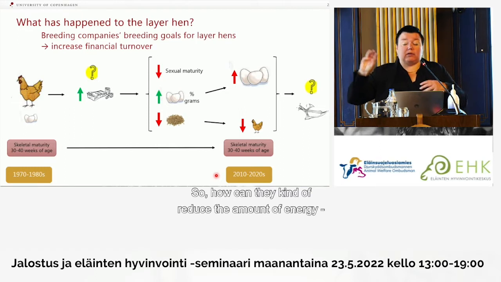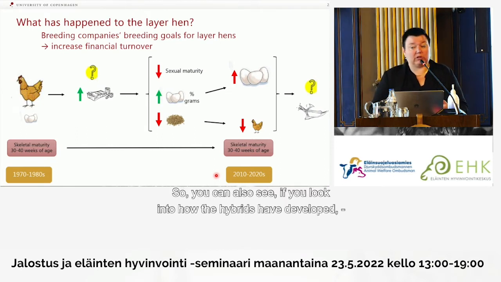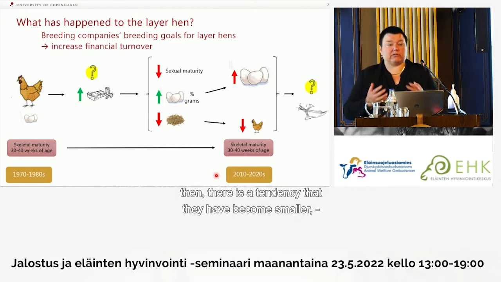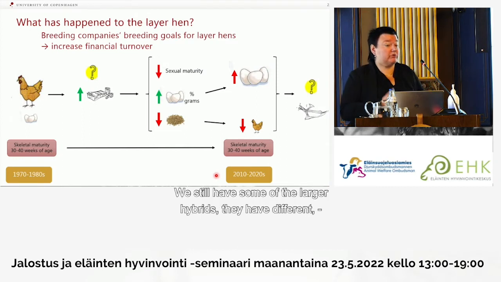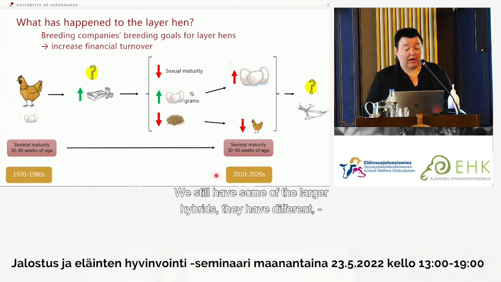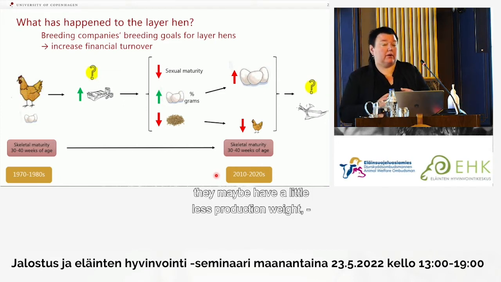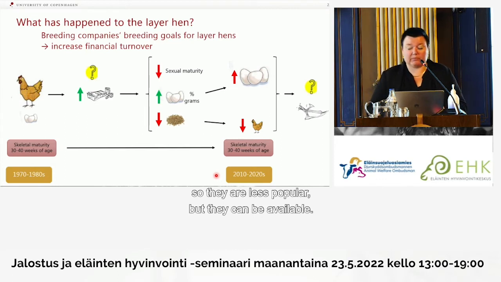So how can they reduce the amount of energy they have to give to the birds? That is by reducing the body weight. If you look into how the hybrids have developed, there is a tendency that they have become smaller. Some of the most popular hybrids... We still have some of the larger hybrids. They maybe have a little less production rate, so they are less popular, but they can be available.